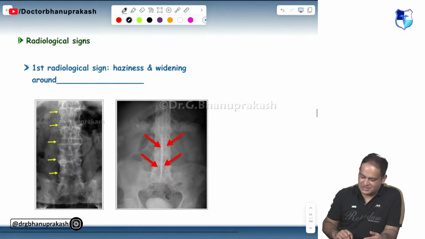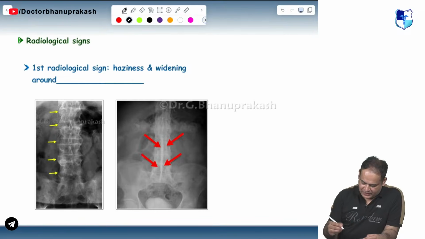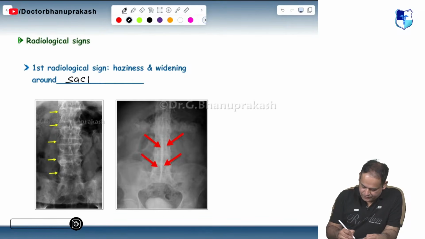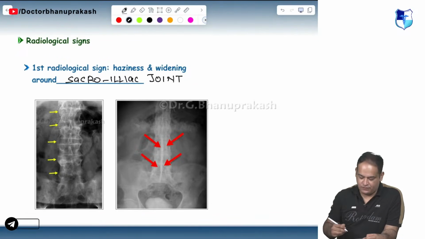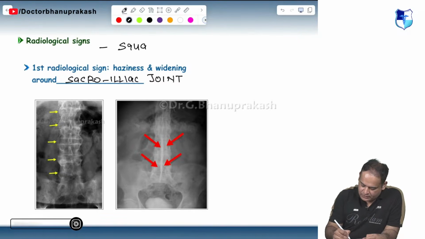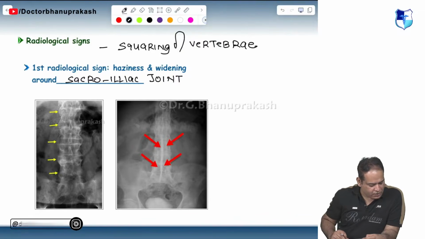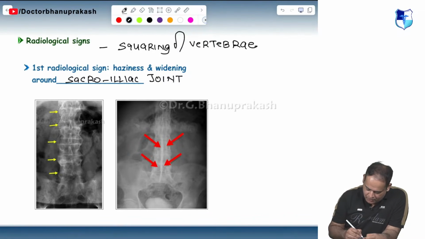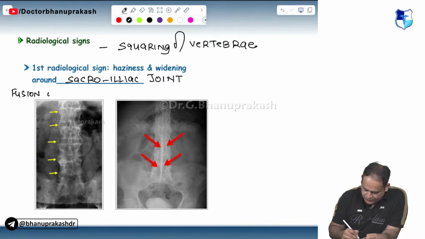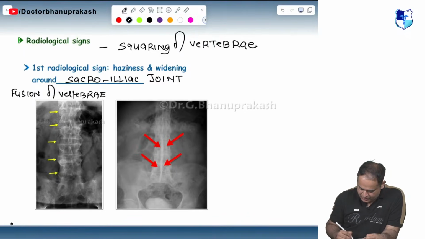Radiological sign. First radiological sign is haziness and widening around the sacroiliac joint. Fine. Then you get to see squaring of vertebrae. Now here, what you get to see? Fusion of vertebrae. सारे vertebrae आपस में जुड़ जाएंगे. So this is typically called as bamboo spine.